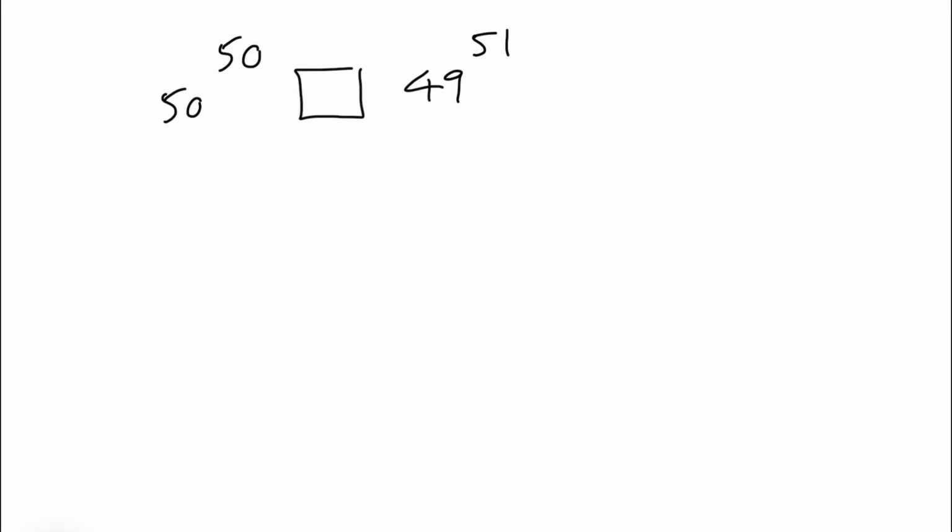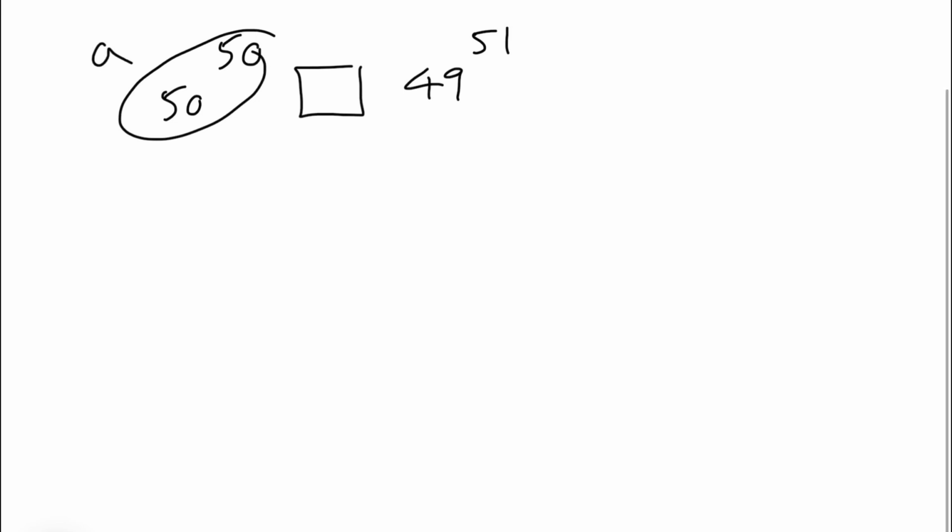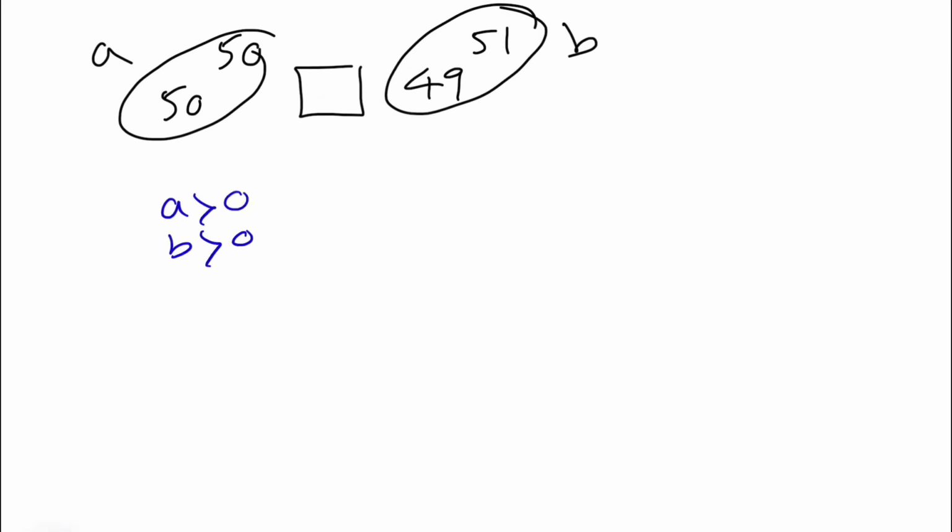In today's video, we have 50 to the power of 50 and 49 to the power of 51, and we need to figure out which one is greater. So I'm going to go over some basics of the ratios in here. What we need to figure out is, if we call this A and this one B, we can see that both A and B are positive.